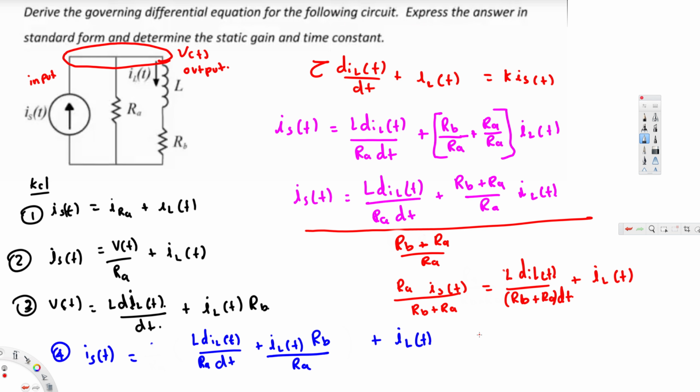So the time constant is going to be L over RB plus RA, and the K, that is static gain, that is the value in front of IS of t. In our case, the value in front of IS of t is RA over RB plus RA, right? So this is going to be our K value. K is going to be equivalent to RA over RB plus RA, and that's our final answer.